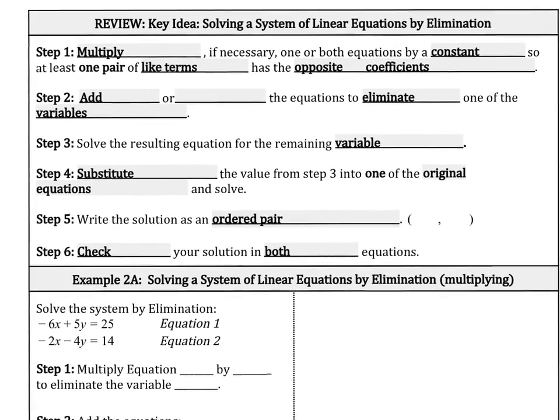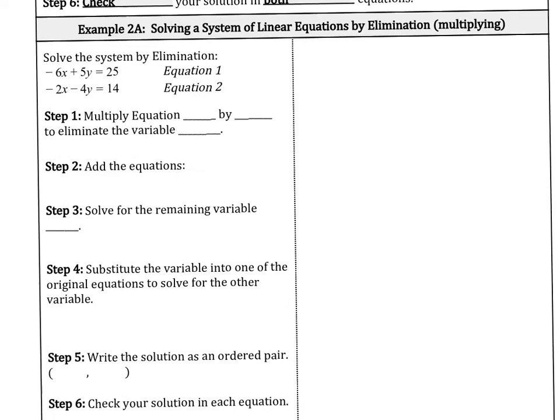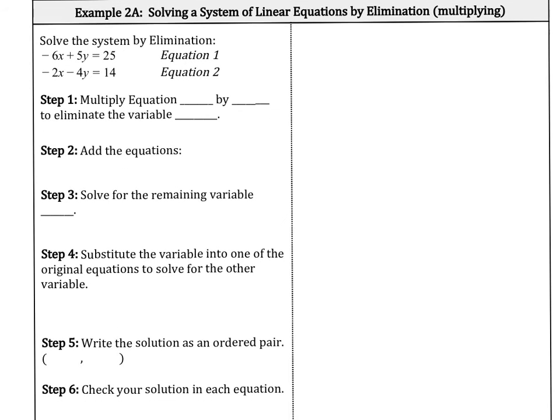Now let's do example 2a from the bottom of this section. Solve the system by elimination. Negative 6x plus 5y equals 25. Negative 2x minus 4y equals 14. So our first step is to make at least one pair of like terms, either x or y, the same number and opposite sign.